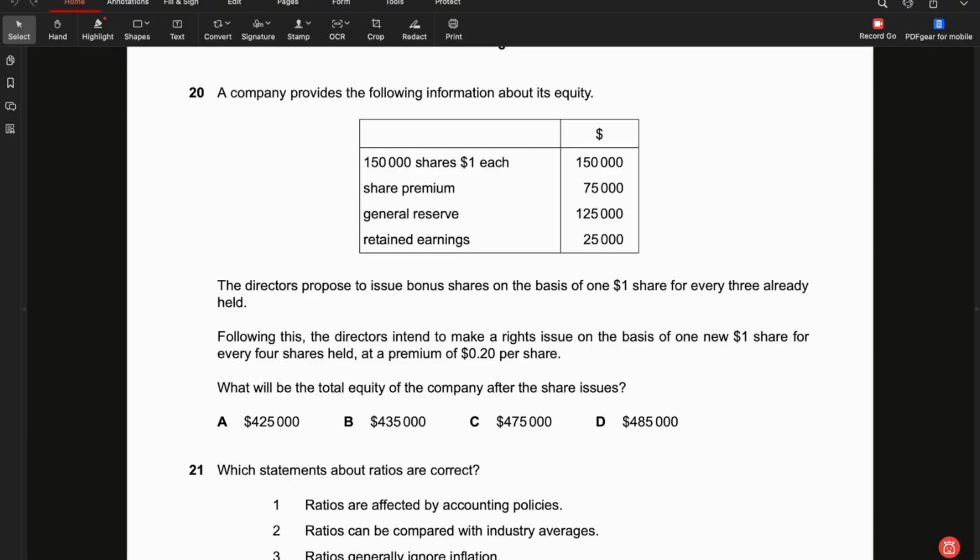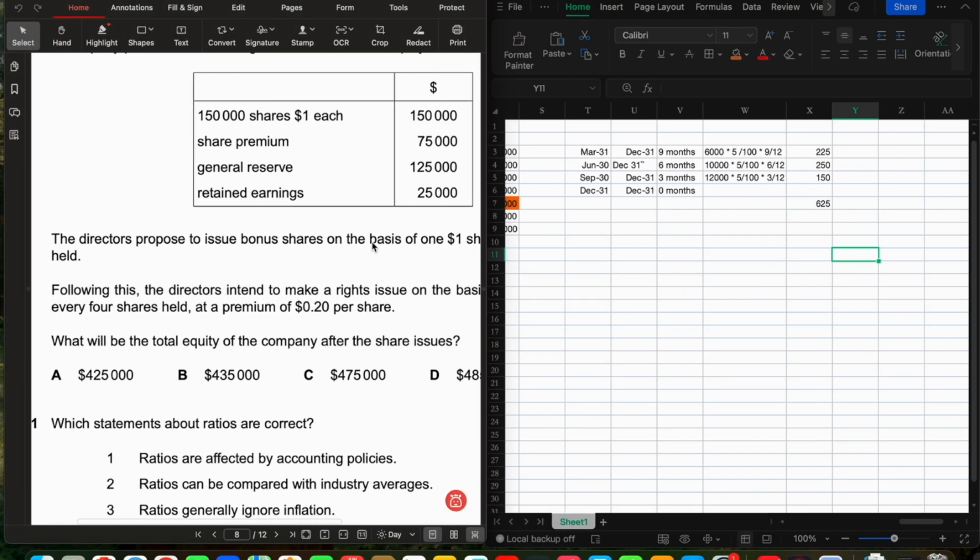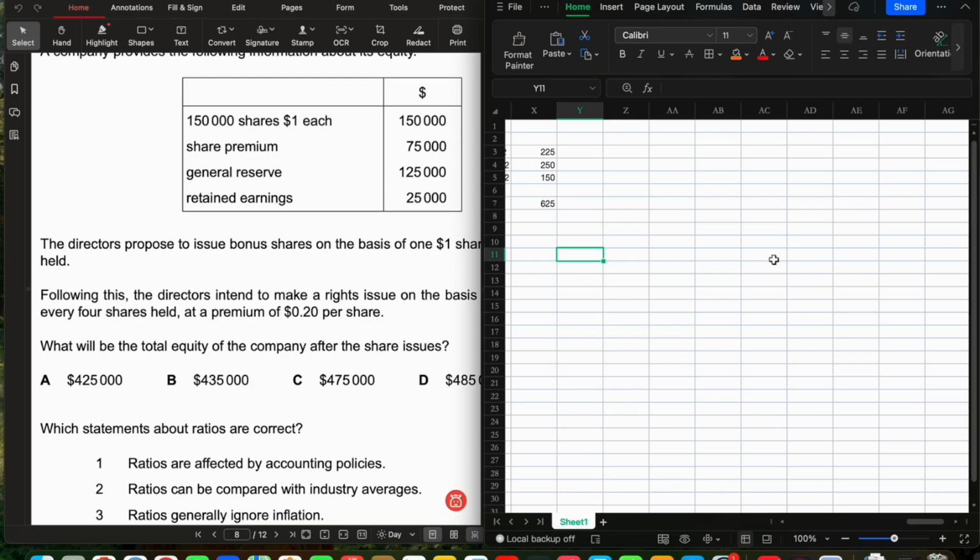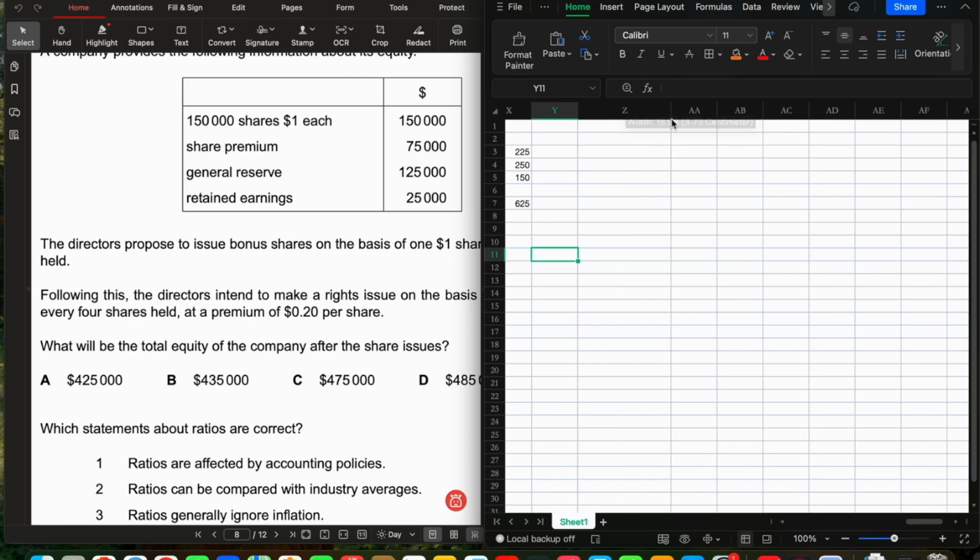Very simple question. We need to do this in 2 stages. First one, let's calculate how many shares the company has. So 150,000 divided by the value of each share, which is $1. So divide that by 1, and then you will get the number of shares, which is 150,000 shares.